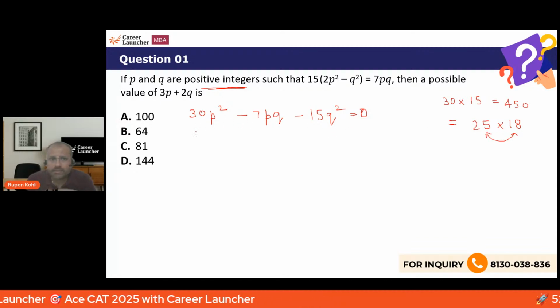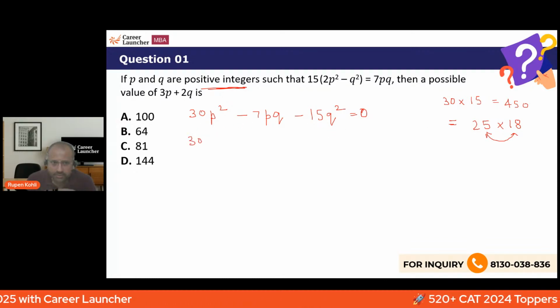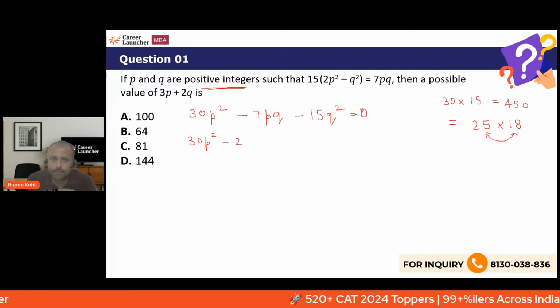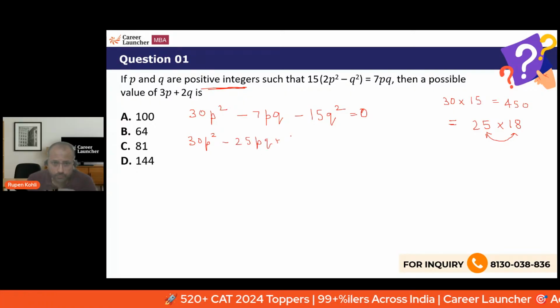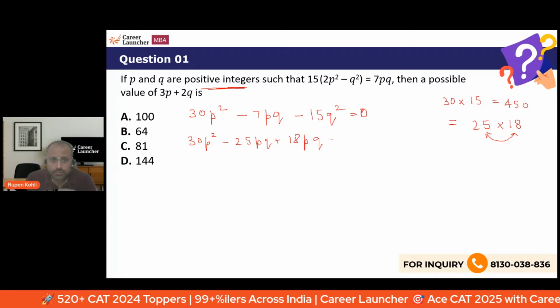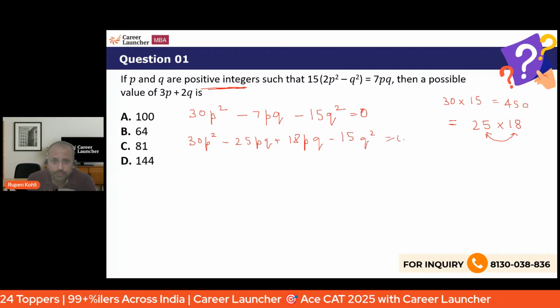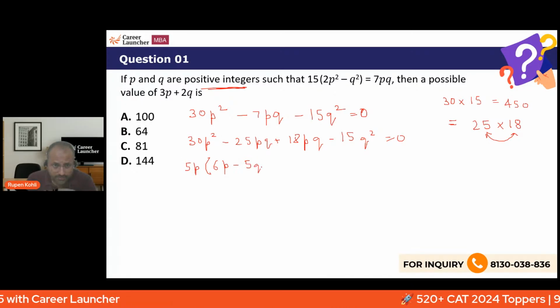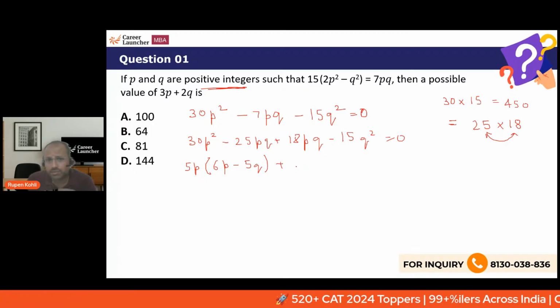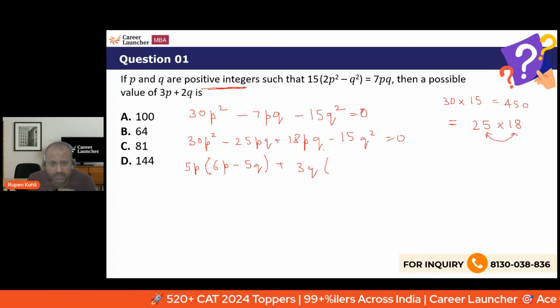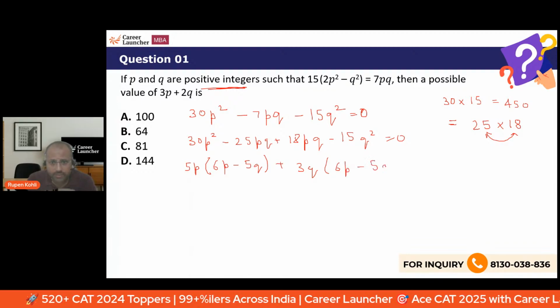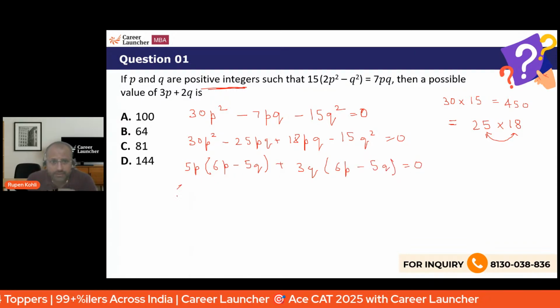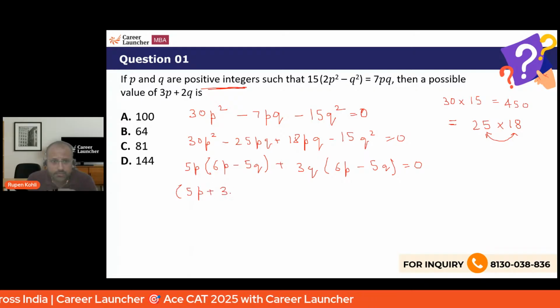So now we have split the middle term as 25 and 18. So we have 30p square minus 25pq plus 18pq minus 15q square is 0. Then we should be able to get something over here, 5p and bracket 6p minus 5q, and from here we'll have 3q, and again as we are expecting, the same thing will come, 6p minus 5q. So it gets factorized as 5p plus 3q times 6p minus 5q equals 0.